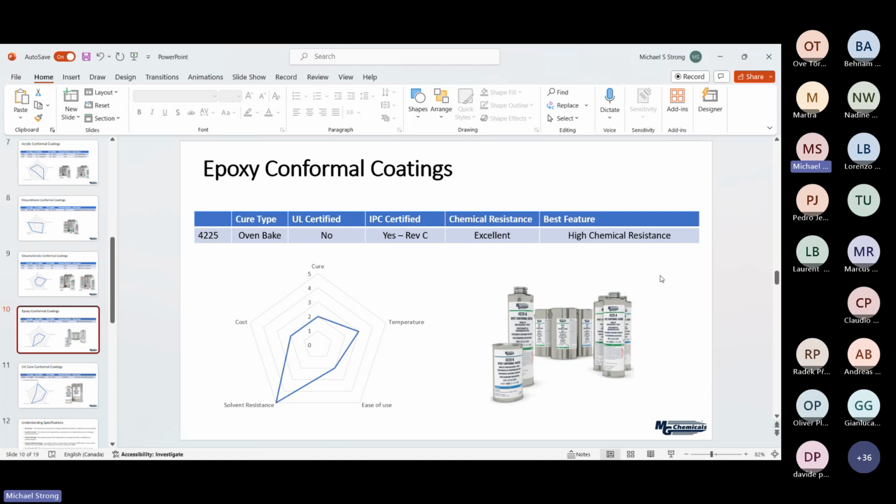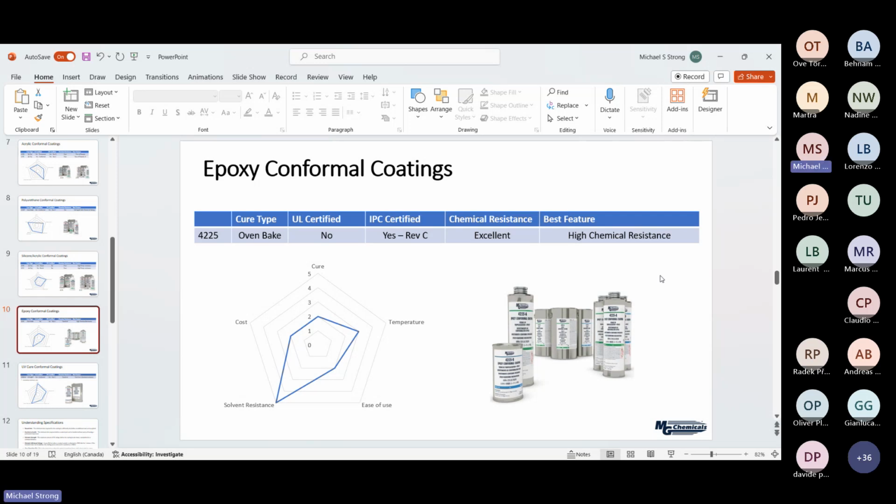Moving on, we have epoxy conformal coating, and epoxies are just tough, durable materials. So the application kind of demands something that can withstand a particularly harsh environment. These are oven bake, although the cure cycle is not as aggressive as a polyurethane. It is not UL certified, but we do have it IPC certified under the latest revision B.